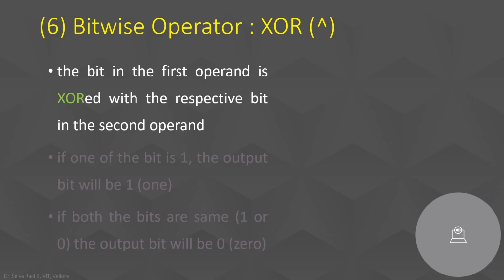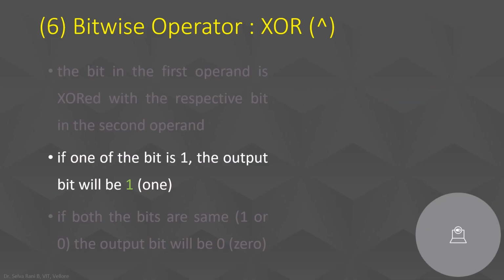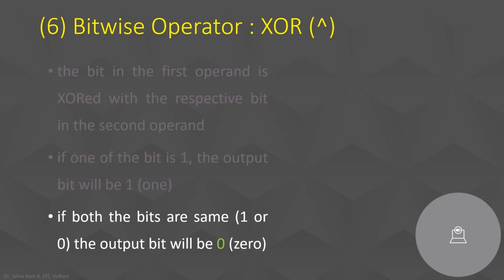And bitwise operator XOR: the bit in the first operand is XORed with the respective bit in the second operand. So the syntax is here. If one of the bits is 1 and the other is 0, it means that if both the inputs are different, then the output bit is 1. If both the bits are the same, either 0 or 1, the output will be 0.